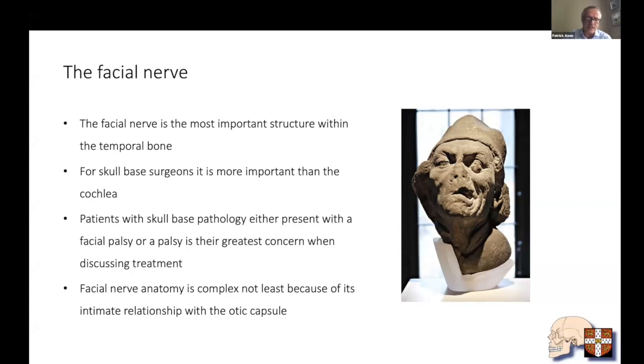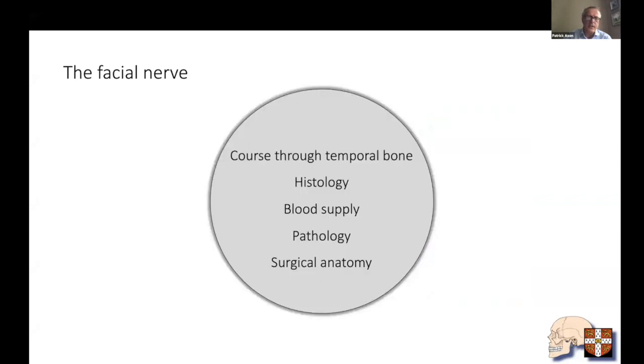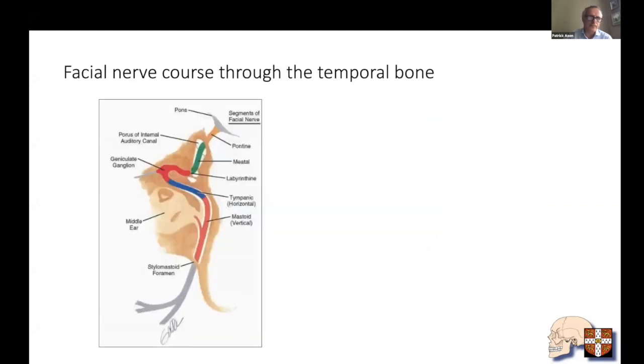And its anatomy is quite complex, not least for its relationship to the otic capsule. So what I'm going to do is talk about its course through the temporal bone, a little bit on the histology, blood supply, but also the associated pathology, because it brings in really all skull-base pathology because it's so important. We're also going to talk a little bit about surgical anatomy. At the end, I've got 4 videos that I hope will help you understand the anatomy of the skull base.